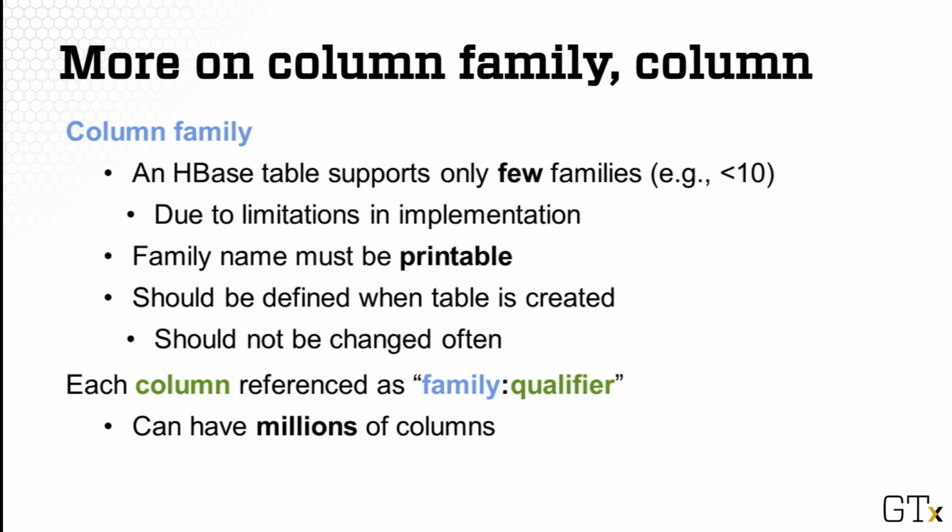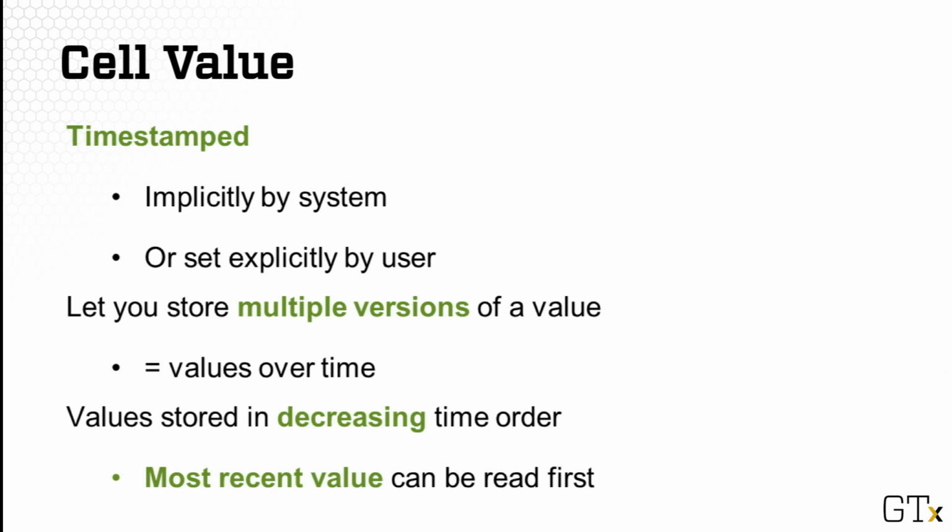That means there are actually 2 parts in a column name. The first part is the family name, followed by a colon, then the column qualifier, which can be arbitrary bytes. The actual data is stored in cells, and these cell values are time-stamped. You can explicitly set the timestamps. If you don't, the system automatically sets it for you. This means you can store multiple versions of the data values over time. The values are stored in decreasing order, so the most recent value can be retrieved first.